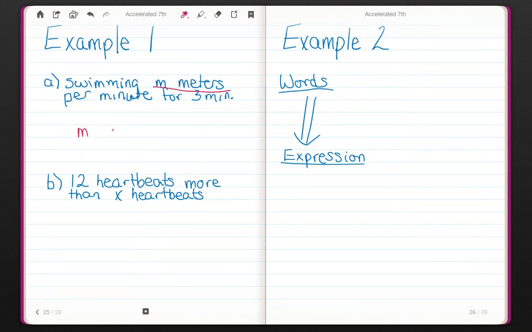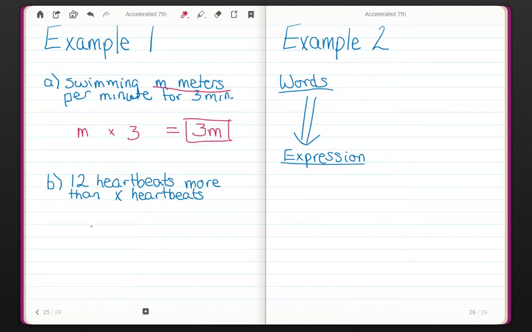So to find my total distance, I'm going to multiply the number of meters I swim per minute times the number of minutes that I swim. When multiplying a variable times a constant or a number, I do not need to write m times 3. I can simply write them as 3m. These mean the same thing. So 3m would be my final answer for A.